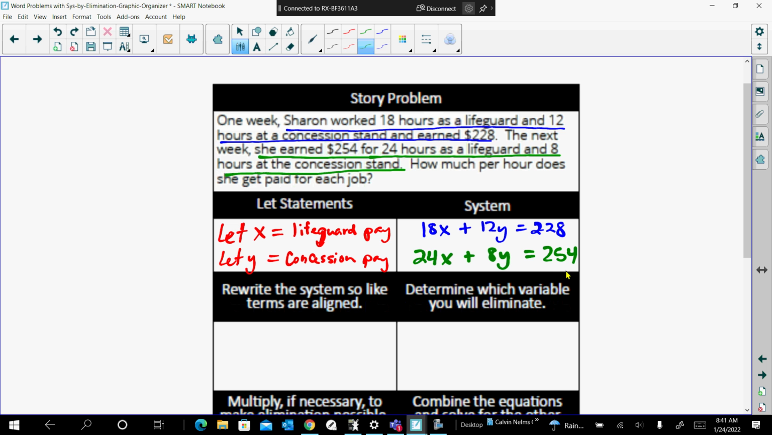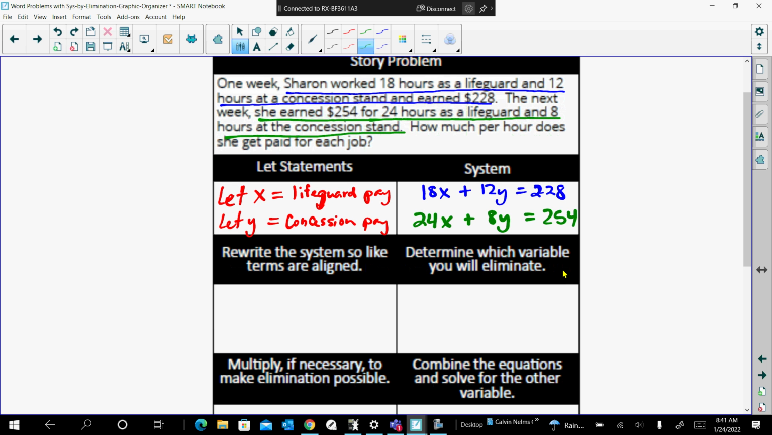Okay. All right. Do we need to rewrite the system so the terms are aligned? No, they're already aligned up. Do we need to determine the variable we could eliminate? Yeah, which one should we try to eliminate? Okay. We okay with the y? Start with the smallest one, yeah? Okay, so we're going to eliminate y.